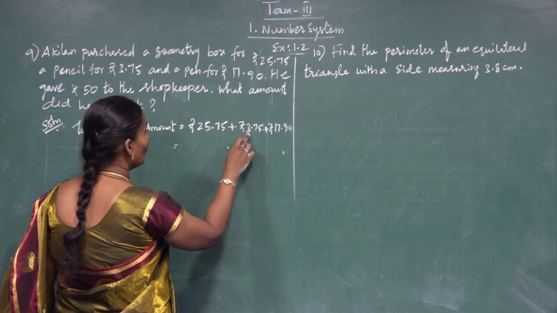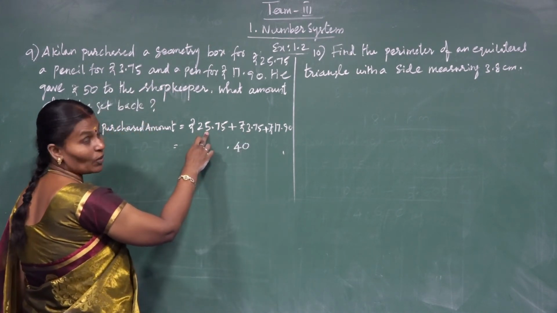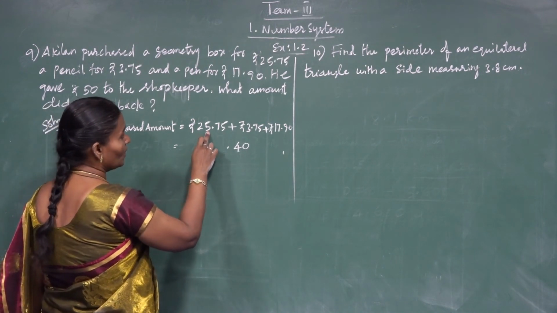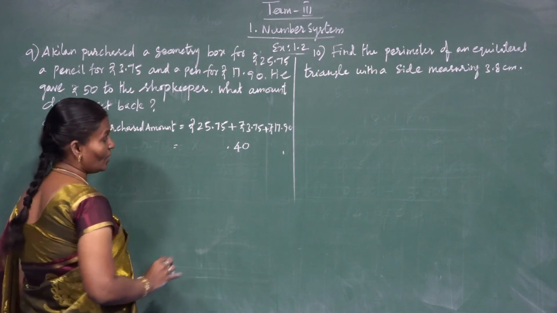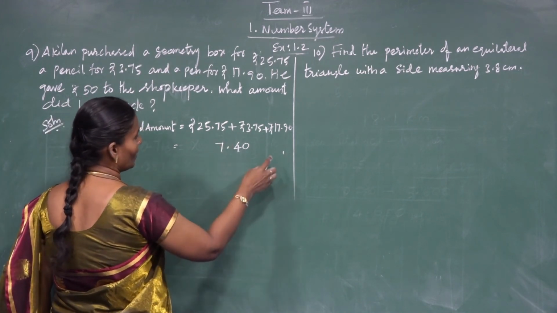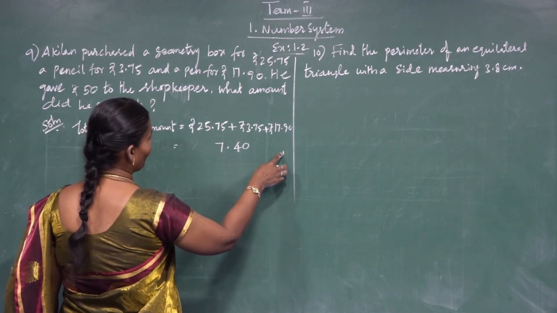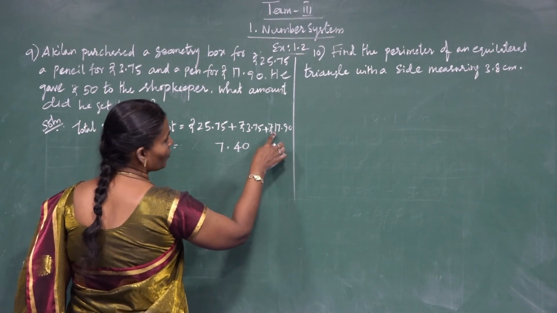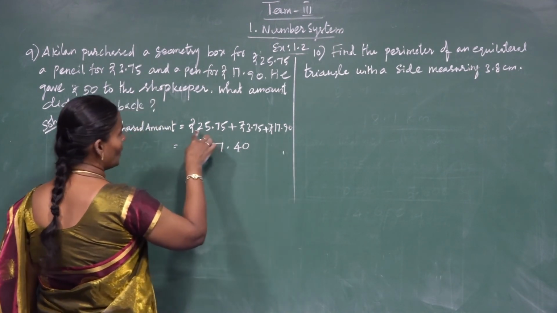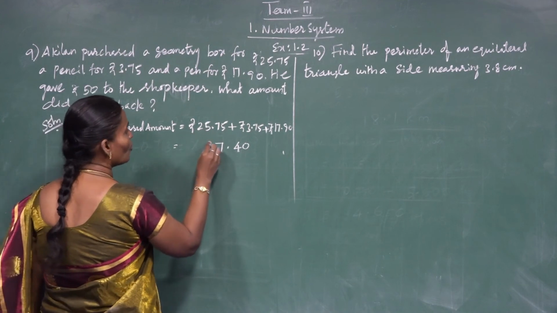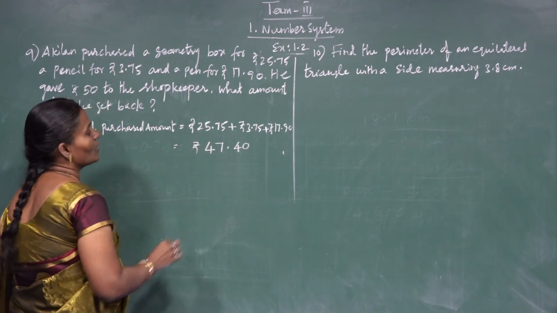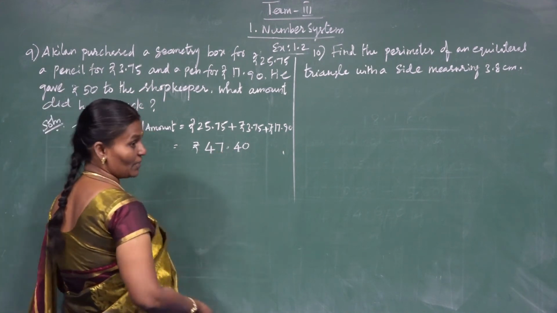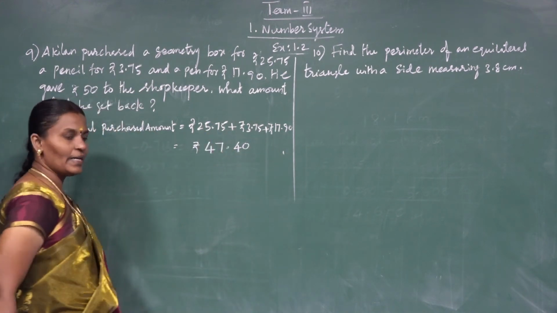12. 12 plus, see here, this one's place, 12 plus 5 is 17. So 7, remaining 1. So here 1 plus 1 is 2. 2 plus 2 is 4. So 47. So rupees 47.40. That means 47 rupees 40 paise.